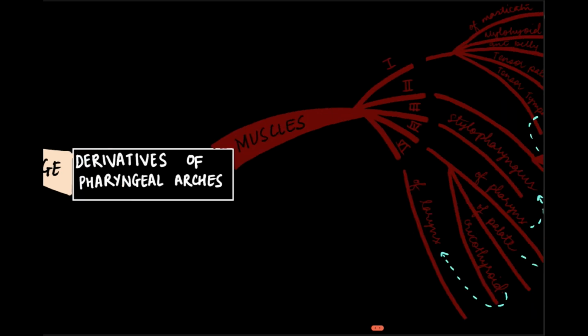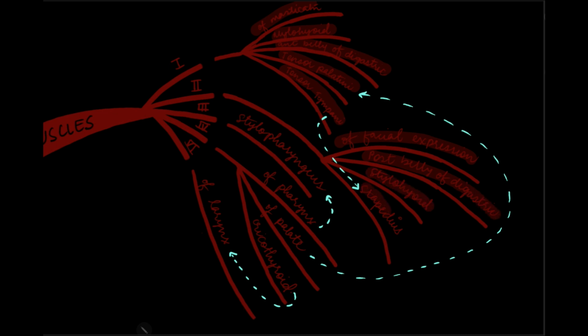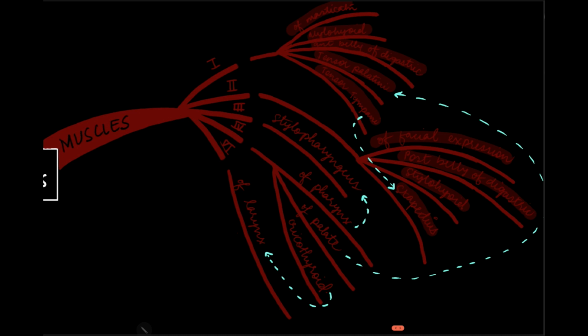Coming to the muscles. From the first pharyngeal arch, we have the muscles of mastication, the mylohyoid muscle, anterior belly of digastric, tensor palatini and tensor tympani. From the second pharyngeal arch, there are muscles of facial expression, posterior belly of digastric, stylohyoid and stapedius. The third pharyngeal arch gives rise to the stylopharyngeus muscle.